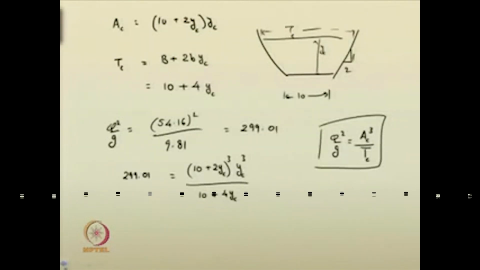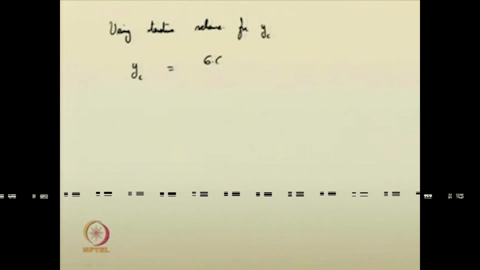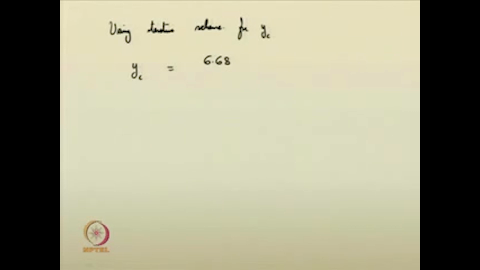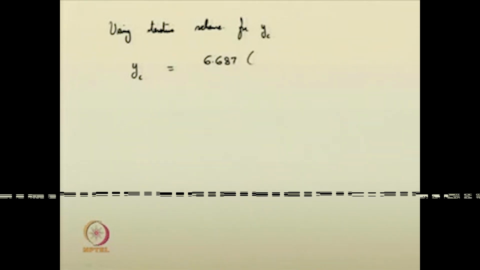Iterative scheme for YC. I have just rearranged the equation. This equation can be now rearranged. I can get an implicit expression for YC in the following form: YC equals 6.687 into (10 plus 4 YC) to the power of 1 by 3 divided by (10 plus 2 root 5 YC).